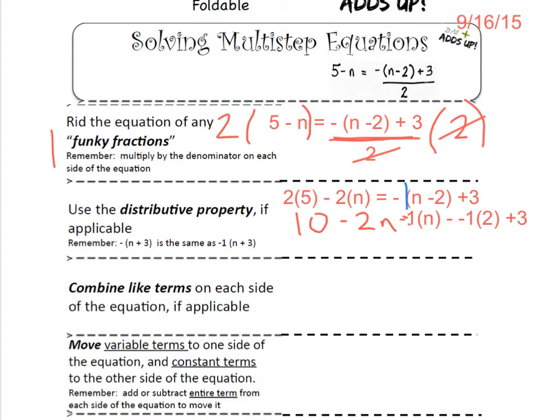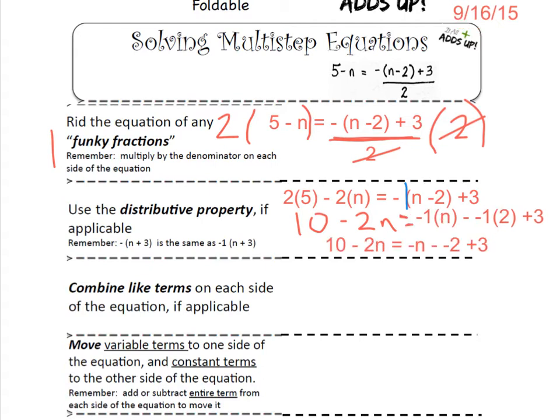Okay, so I have 10 minus 2n. This should be an equals. I'm sorry. Equals negative 1 times n minus negative 1 times 2 plus 3. So we're going to go ahead and multiply those all together. Okay, so now we have 10 minus 2n equals, well, negative 1 times n is just going to give us a negative n. If you want to put negative 1 in, you can, but negative n is fine. Minus negative 1 times 2, that's a negative 2, and then just bring down our plus 3, excuse me.